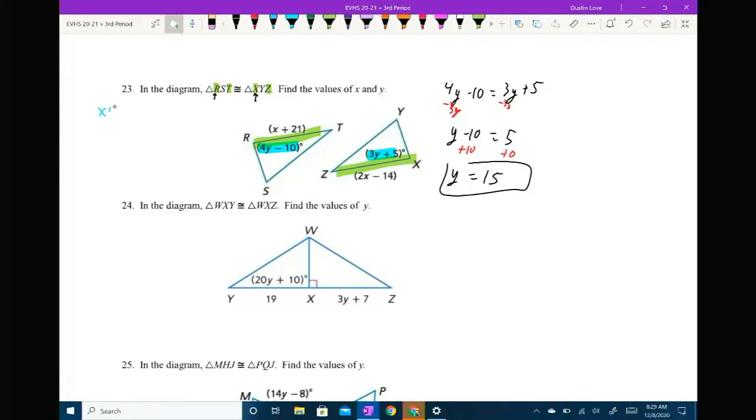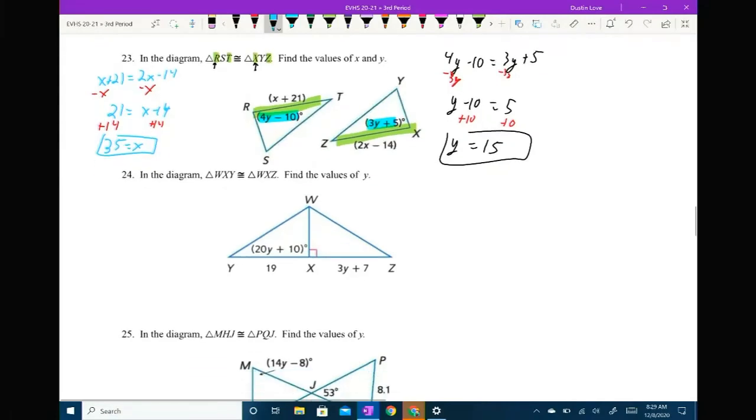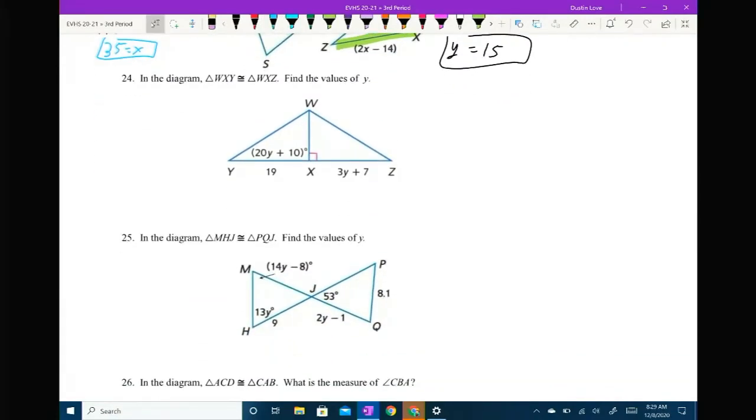So X plus 21 is equal to 2X minus 14. Let's try to collect our X's on both sides. I'm sorry, on one side. And that gives me X minus 14 equals 21. Now let's add 14 to both sides. And 35 is equal to X. Okay, 24.